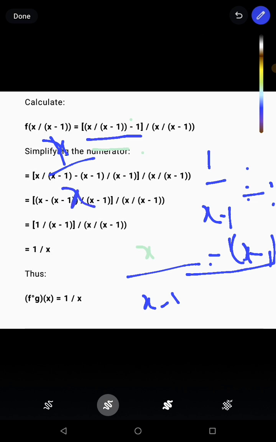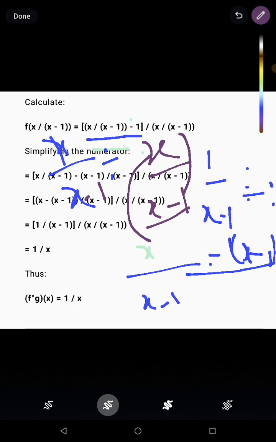That's what we've done. So now it is divided by x over x minus 1. You know how we do this? To change the division, bring this one up, bring this one down to turn it to multiplication. So at the end of the day, this one that you took up is going to divide this. We are left with 1 over x. So that's how we get 1 over x for that particular part. It means that f compose g of x is 1 over x.